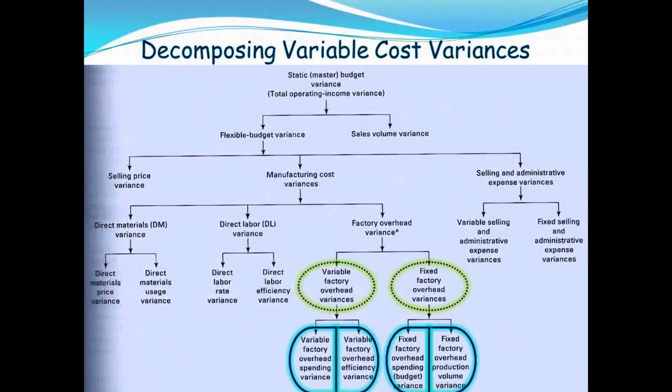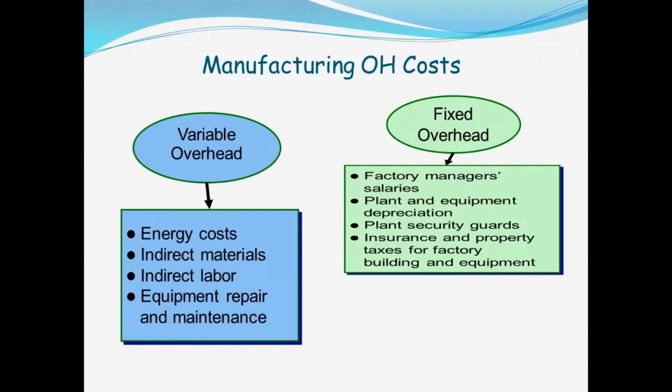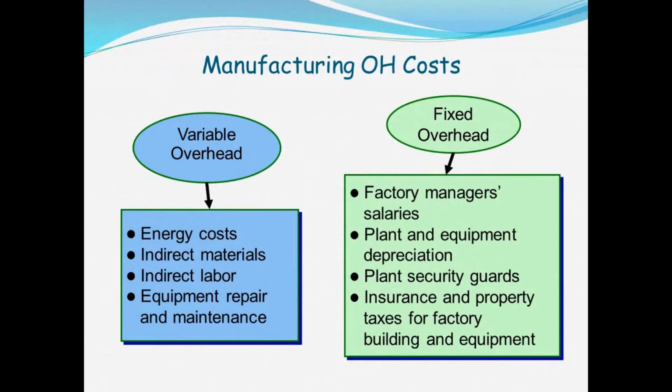This is really talking about overhead, whether it's variable overhead or fixed overhead, and decomposing the causes of overhead. It's a little bit different. That's why we have a whole separate chapter for it in this text. So what really are the components of variable and fixed overhead?